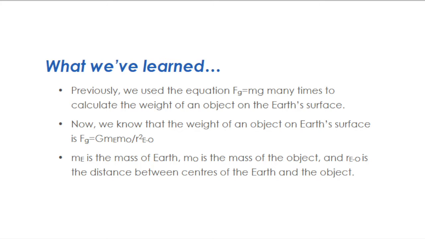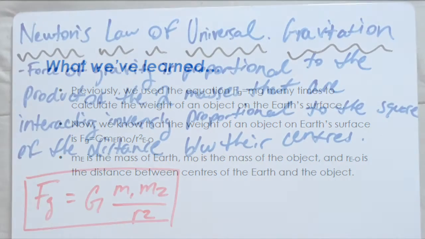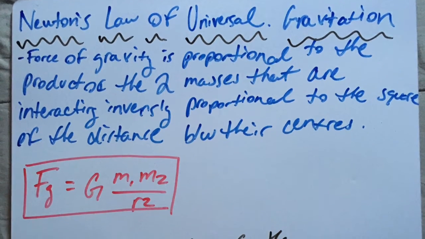You have used the equation Fg equals mg many times to calculate the weight of an object on the Earth's surface. Now you have learned that the weight of an object on the Earth's surface is Fg equals G me mo over r squared eo, where me is the mass of the Earth, mo is the mass of the object, and reo is the distance between the centers of the Earth and the object. Newton's law of universal gravitation.